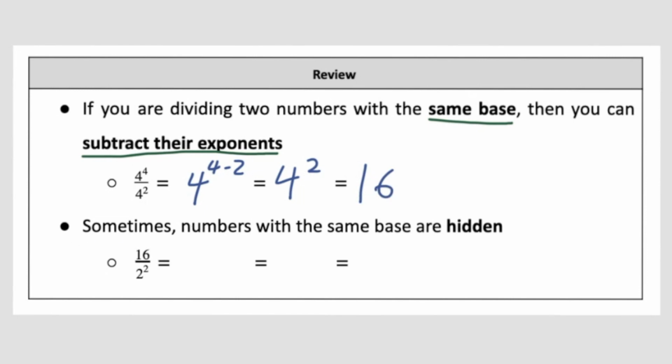Finally, sometimes numbers of the same base are hidden. We saw this with the product rule as well. So 16, that's 2 to the power of 4. So after I do that, I can turn the base into the same to get 2 to the power of 4 minus 2, which is equal to 2 to the power of 2, which is equal to 4.